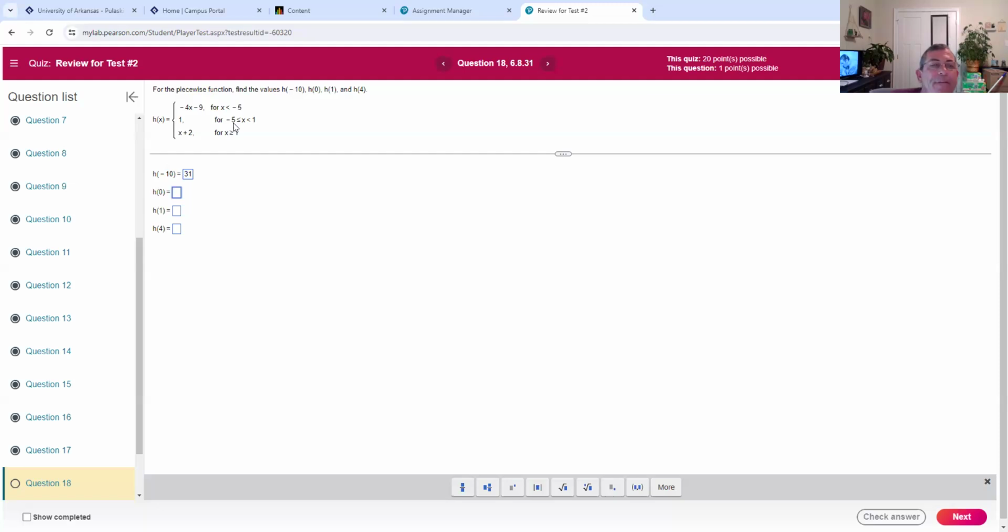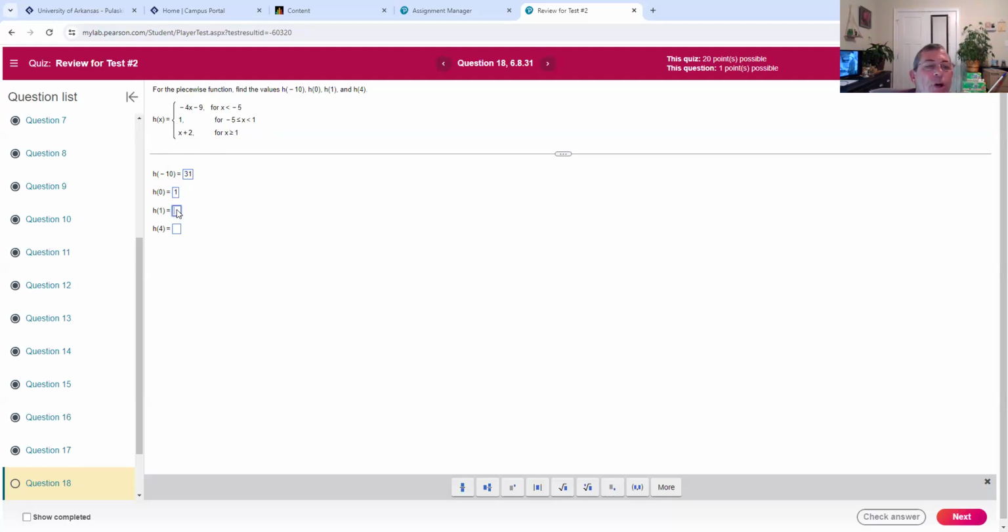So 0 is definitely in between negative 5 and less than 1. And y'all notice that, good job, because there's no variable there. So anything that's between negative 5 and 1 will equal 1. That's like a little constant section going across.